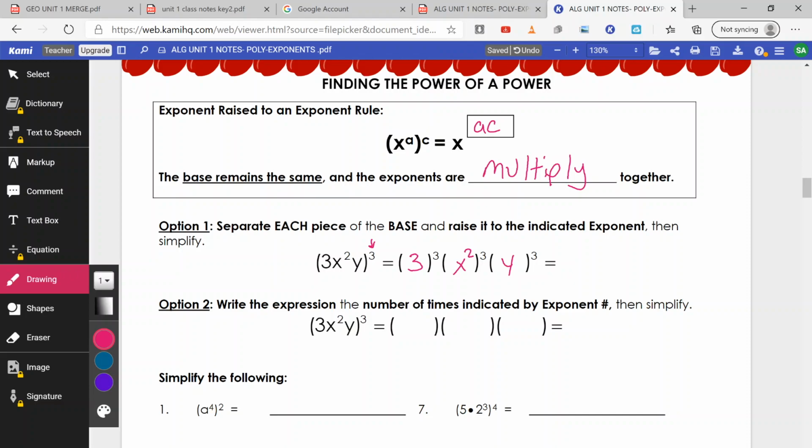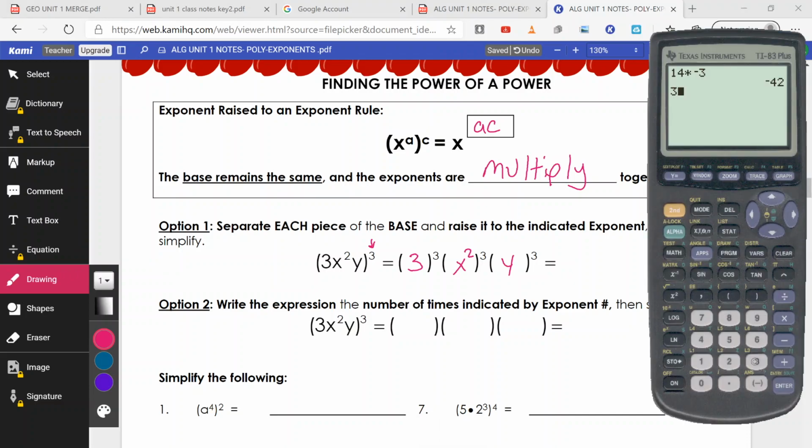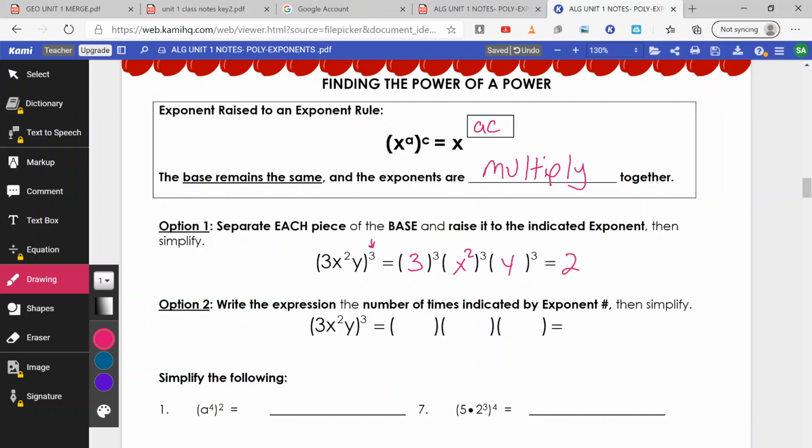So 3 cubed, 3 to the 3rd power, gives me an answer of 27. X squared to the 3rd power, we learned that we multiply, so x is the base, and then we multiply 2 times 3, gives me 6. And then y is our other base, and it's just being raised to the 3rd power. Again, I don't see an exponent, so we can say we have an exponent of 1 here. 1 times 3 gives me an exponent of 3.